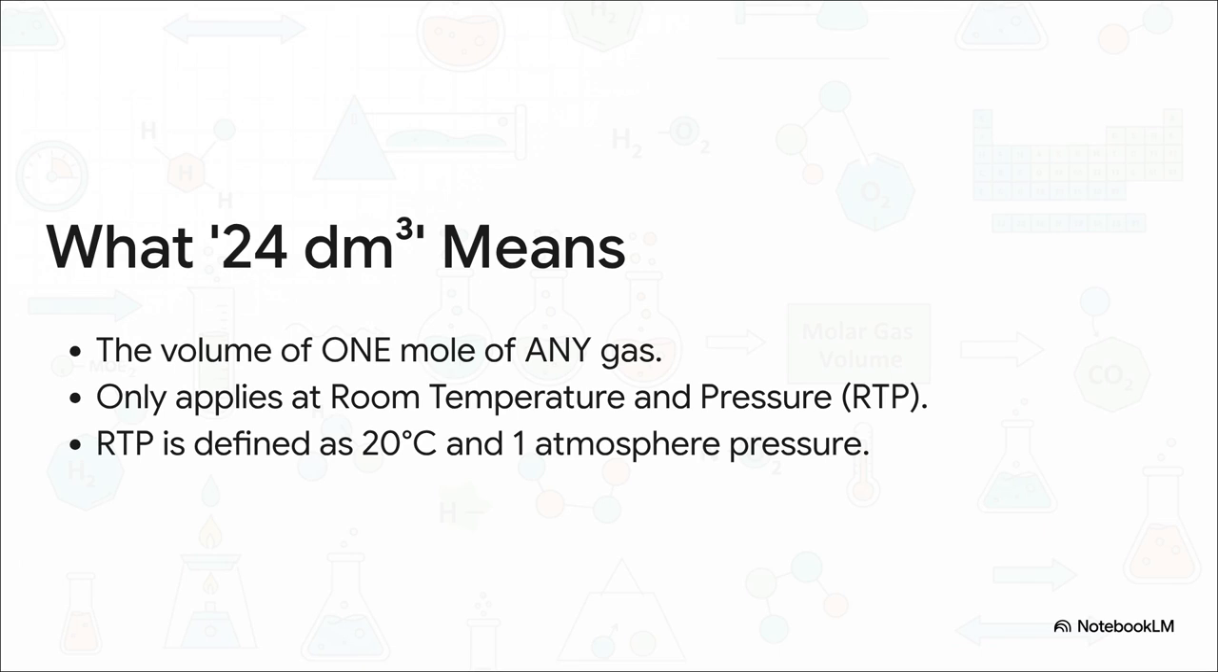So what does this number actually represent? Well, 24 dm cubed is the volume of exactly 1 mole of any gas. But, and this is absolutely crucial, it only works under specific conditions. We call these room temperature and pressure, or just RTP. For your exam, all you need to know is that RTP means 20 degrees Celsius and 1 atmosphere of pressure. So as soon as you see RTP in a question, that's your signal, your cue to use the number 24.